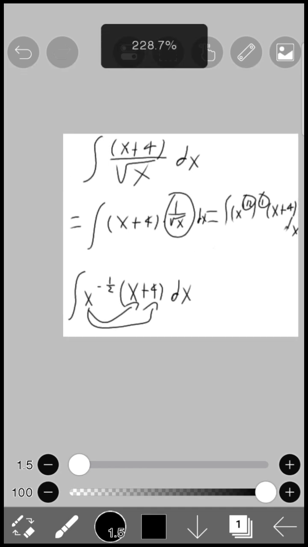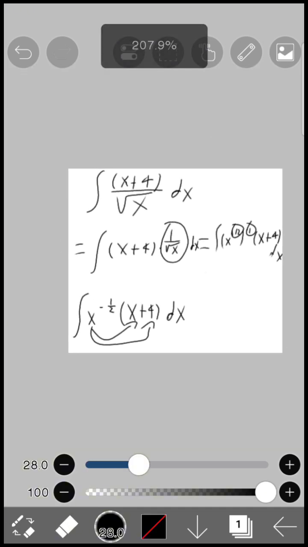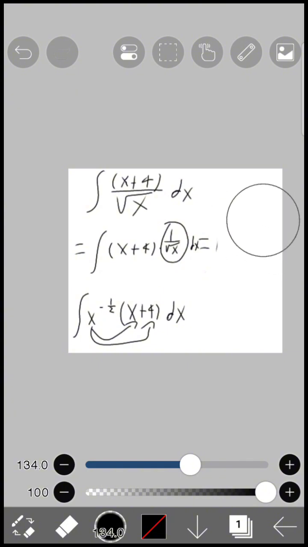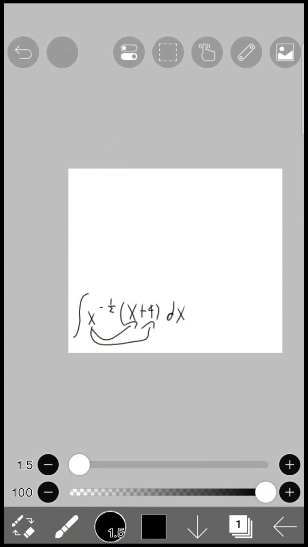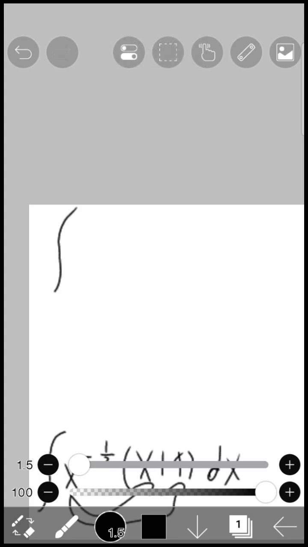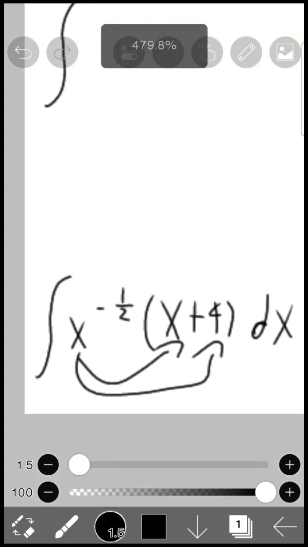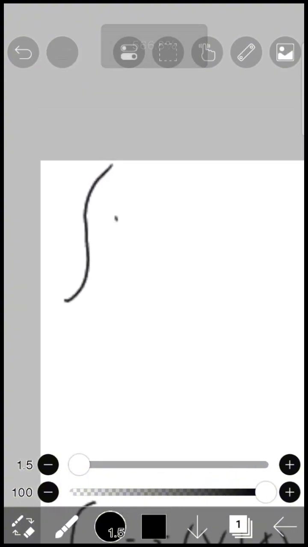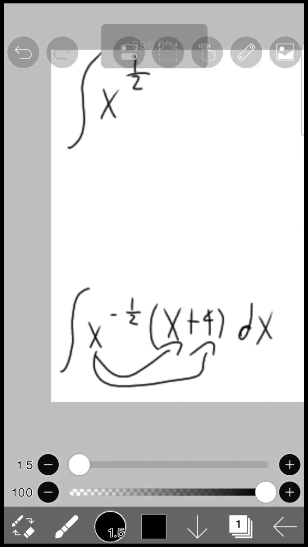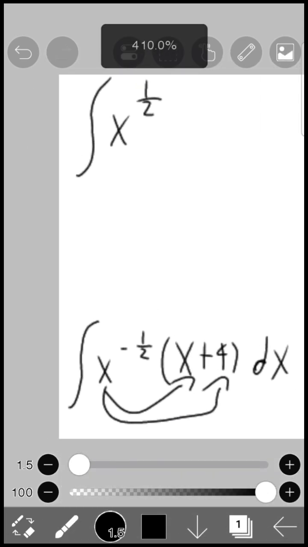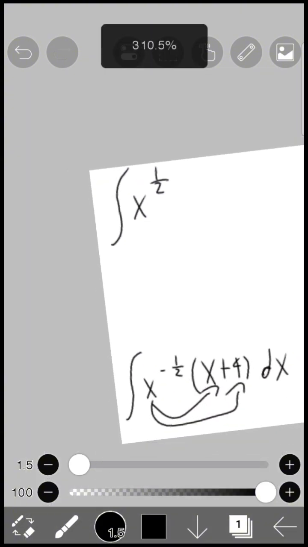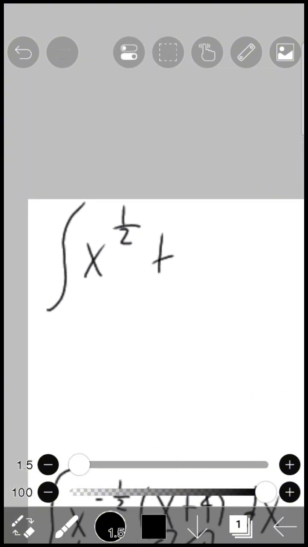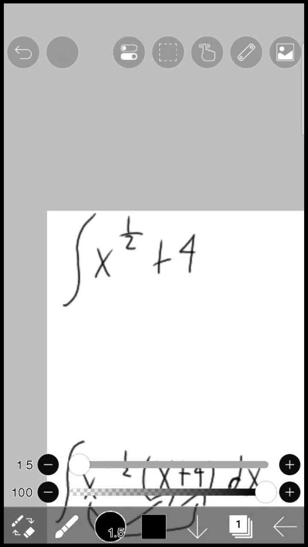Okay, so now let's further simplify this. So now we have the integral of -1/2 plus 1, which surprisingly becomes positive 1/2. So we have x raised to the power of positive 1/2, and then x to the -1/2 multiplied by a constant, which is 4, so we have plus 4x raised to the power of -1/2.